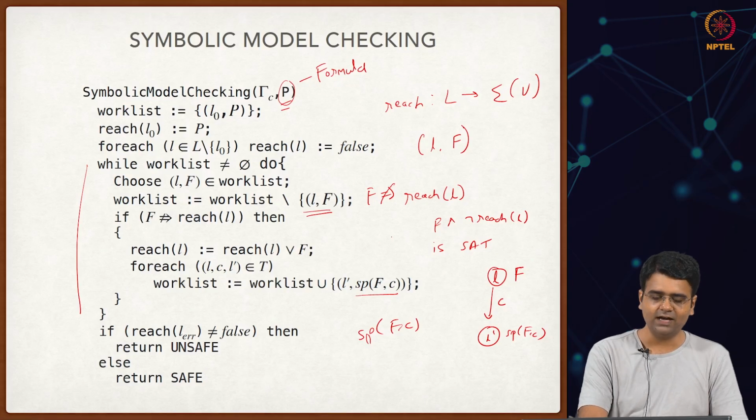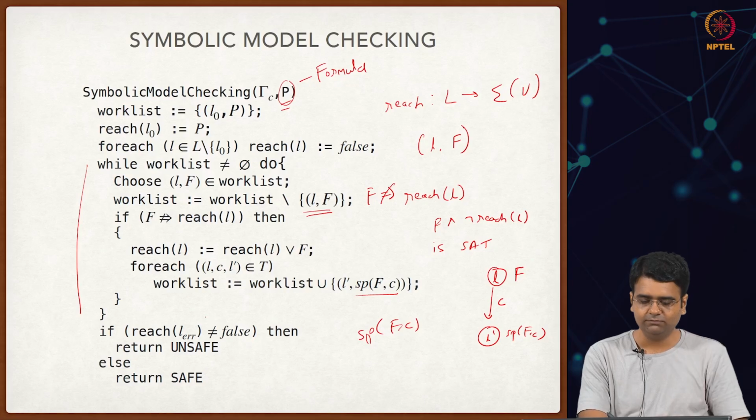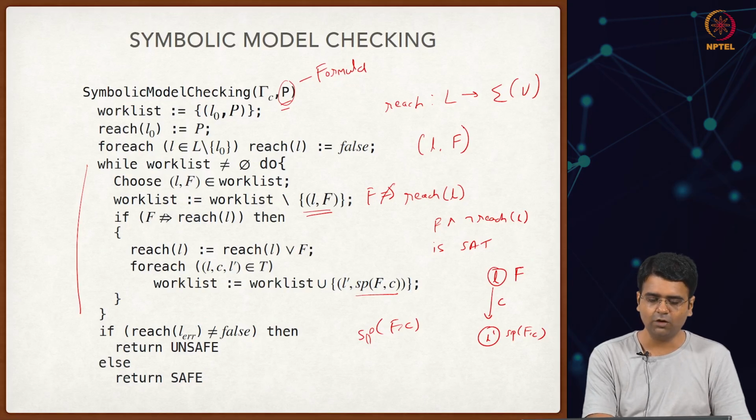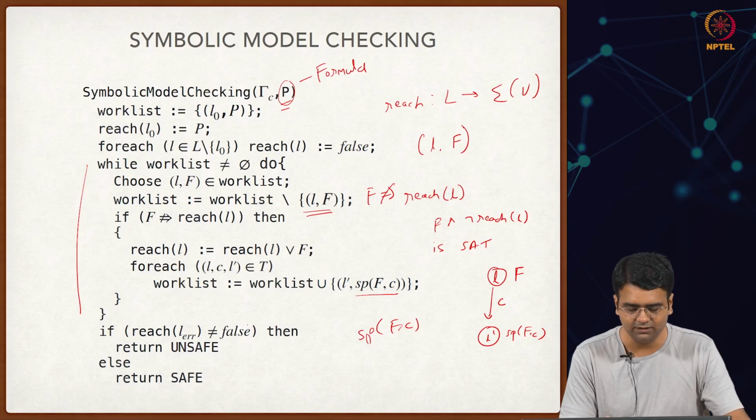We again ask whether or not the error state is reachable. So is reach of L error equal to false or not? If this formula is not equal to false, that means that some concrete program state is reachable at that location, which means that the program actually has a bug. Okay, so this is symbolic model checking.